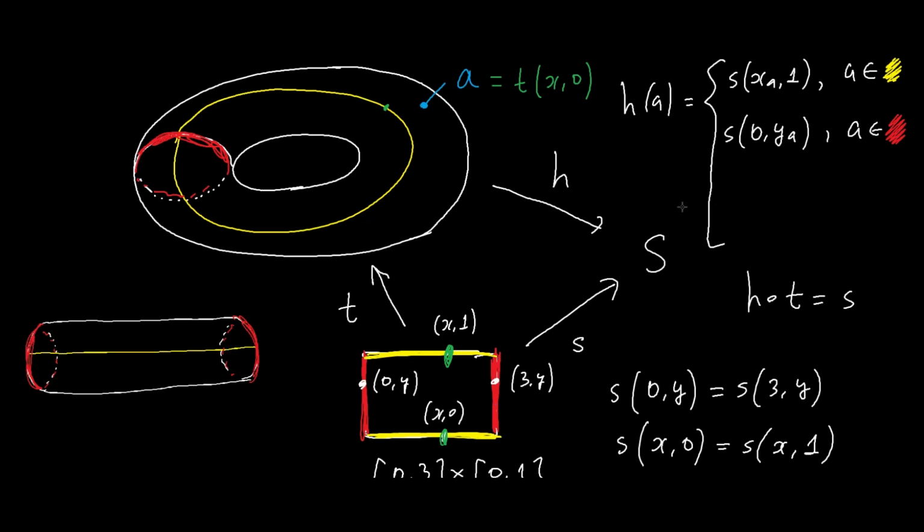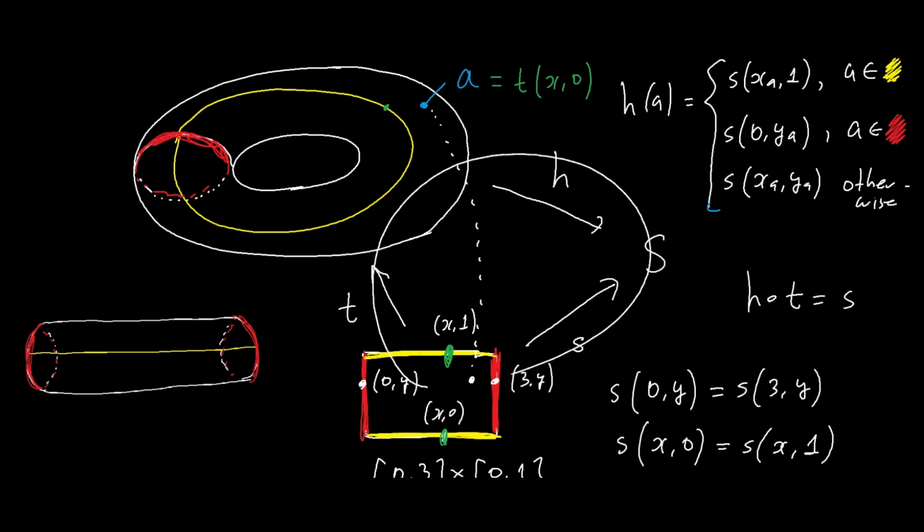And the third case is when it doesn't come from any of those areas. Then we can just define it to be S of (x_A, y_A), because if A doesn't come from any of those areas, then there will be a unique point on the rectangle that maps to A via T. And because it's unique, I can just map that by S, and I'll be fine. And I have to do that because the triangle, once again, has to commute.